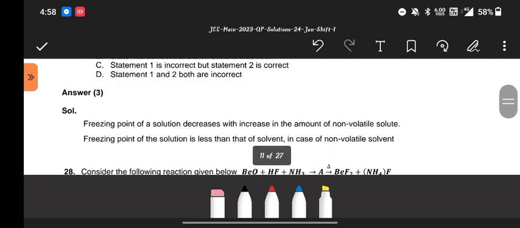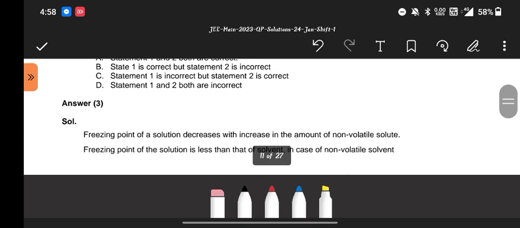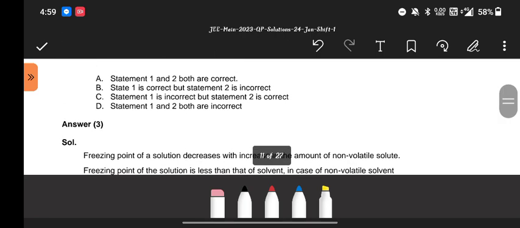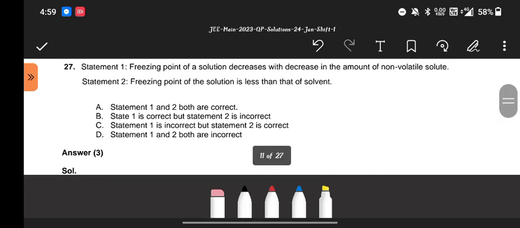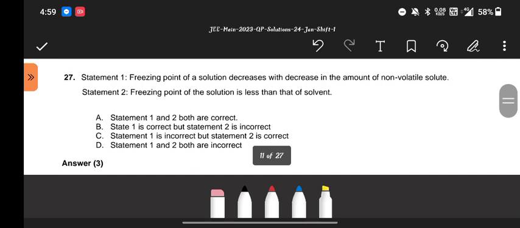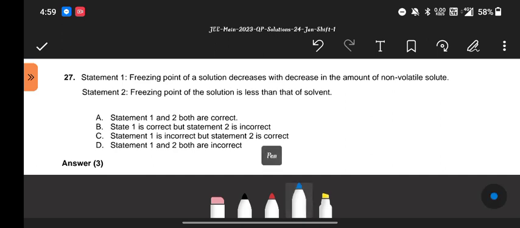The freezing point of the solution decreases with the increase in the amount of non-volatile solute. The freezing point of the solution is less than that of the solvent in case of a non-volatile solute. So statement 1 is incorrect, but statement 2 is correct. Therefore option C is the correct answer for question number 27.